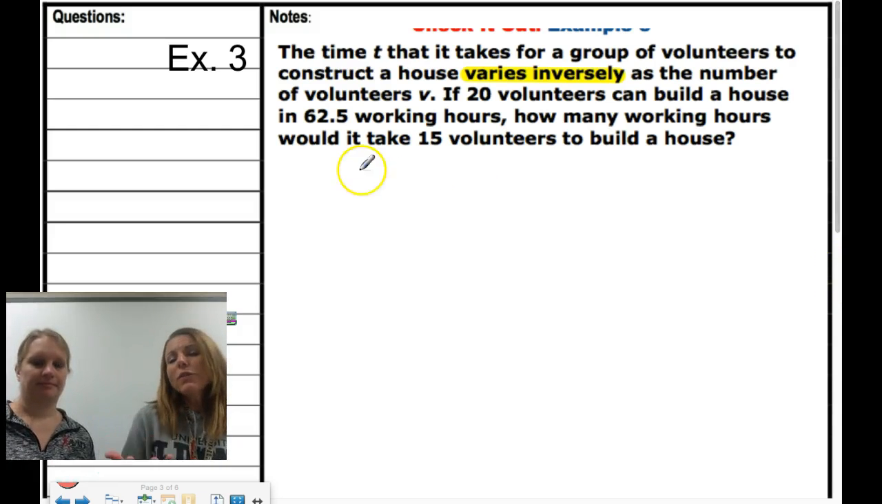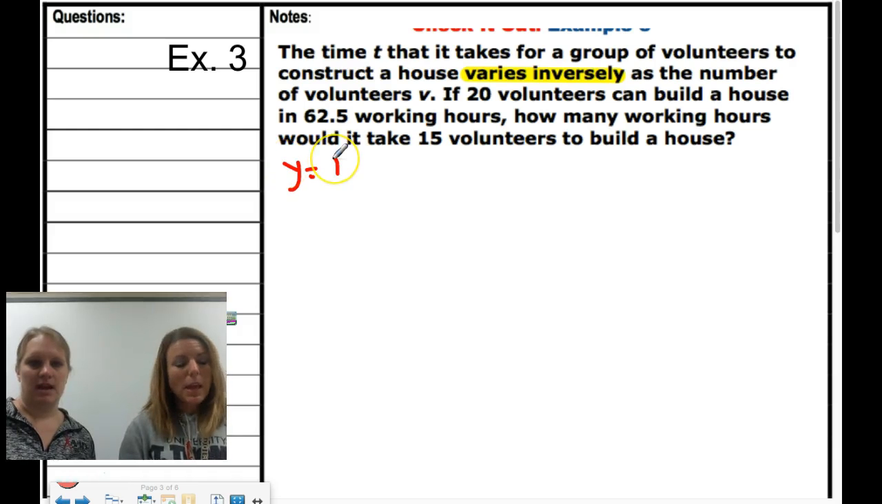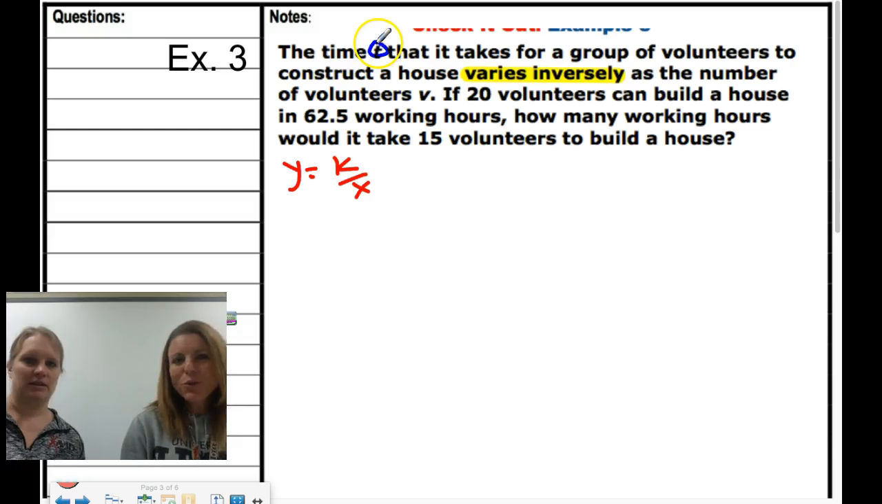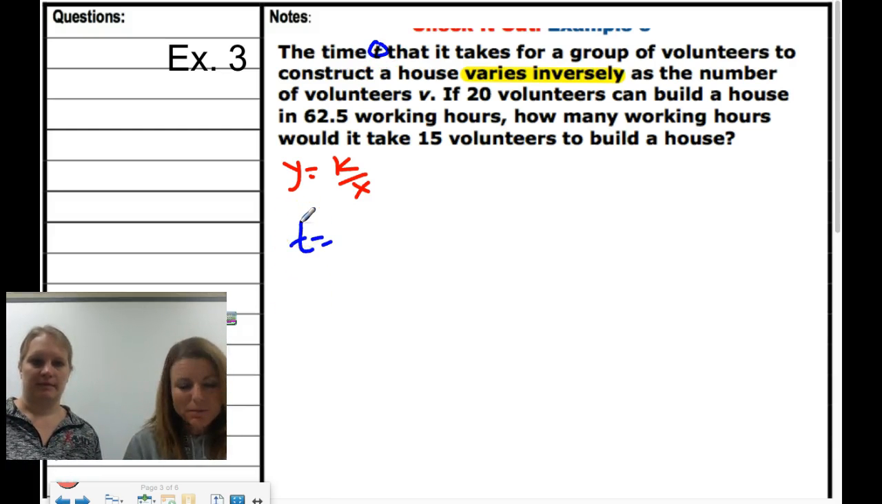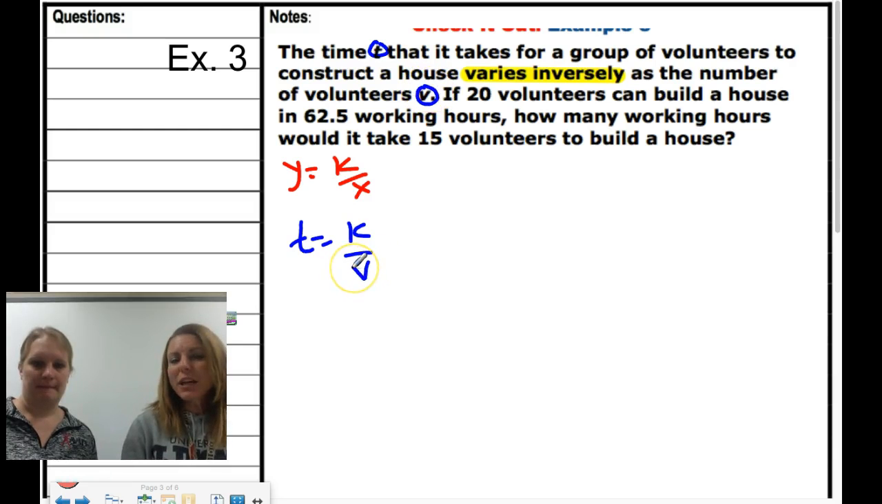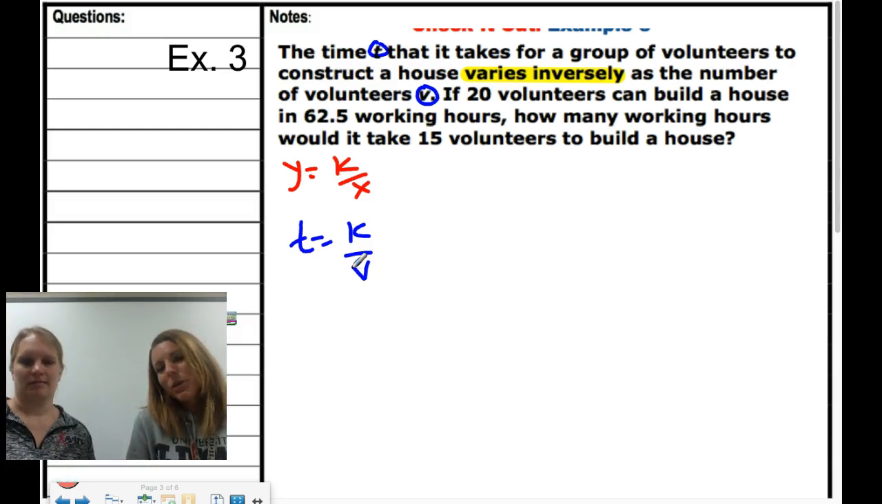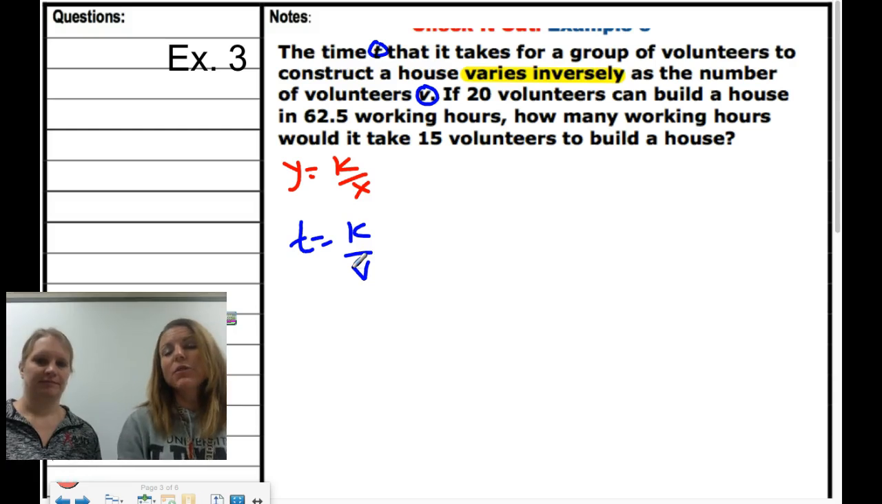Inversely, we know is y equals k over x. However, we're not using these variables. So now t varies inversely with v. Notice the wording: the time varies inversely as v. That sounds weird, but that's the way they word it. T varies inversely as v. So after the as, that variable is on the bottom.